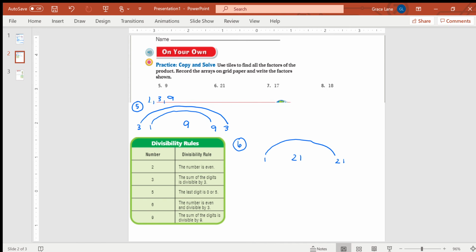However, one of my basic facts is 3 times 7. So I know that 3 is a factor. However, if I didn't know, you could use the rule. It says the sum of the digits is divisible by 3. So if you were to add 2 plus 1, the 2 digits, you get 3. Since 3 can be divided by 3, then 3 must be a factor. So my factors for number 6 are 1, 3, 7, and 21. All right, go ahead and try 7 and 8.